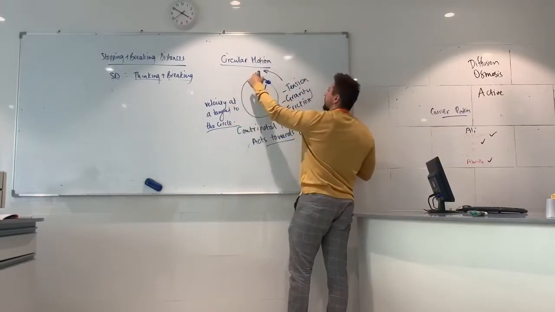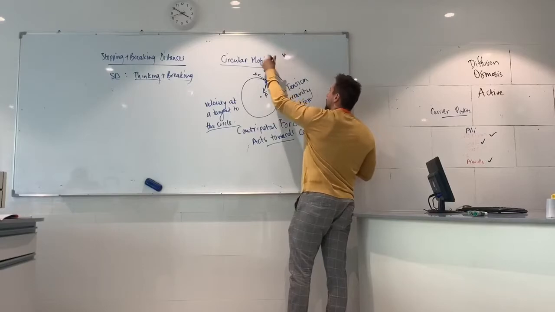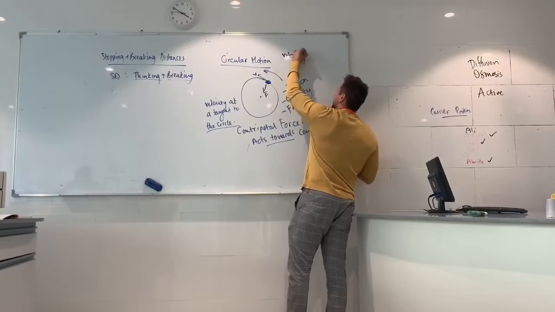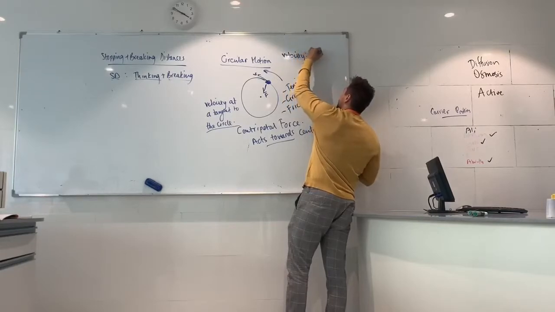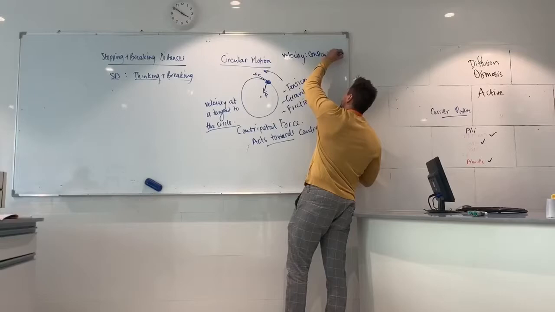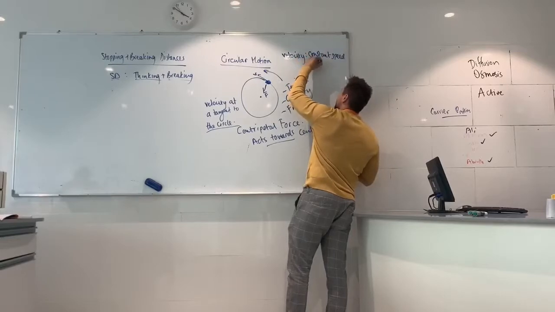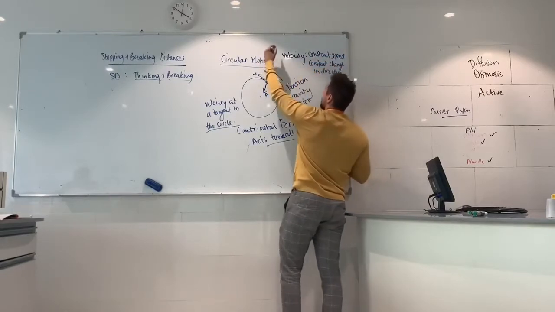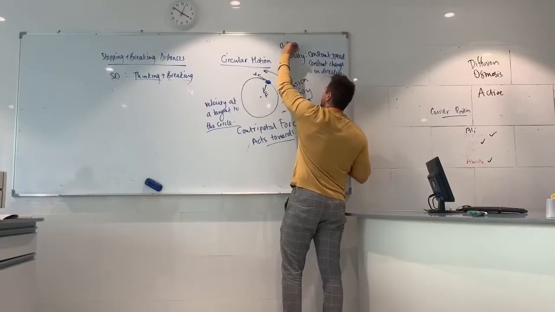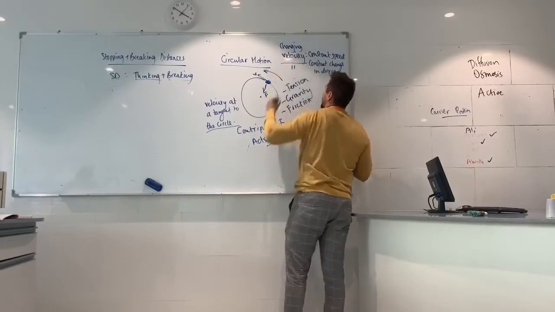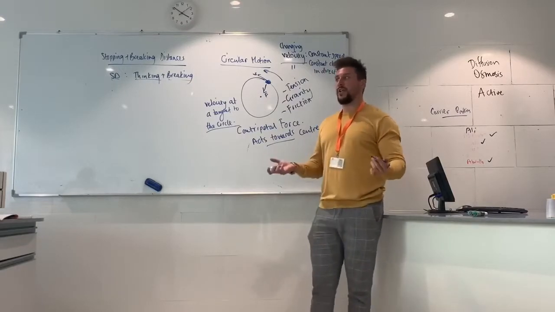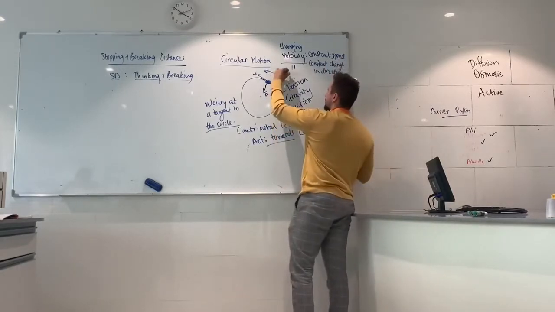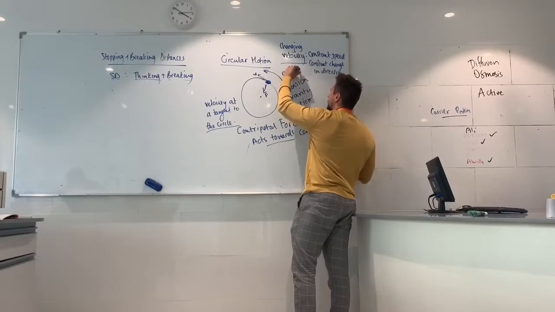Okay? Other things we need to consider. The tangential velocity, is it constant or is it changing? Constant speed, but constant change in direction means that the velocity is changing, and if the velocity is changing, we know that changing velocity is an acceleration. So the object is always accelerating.